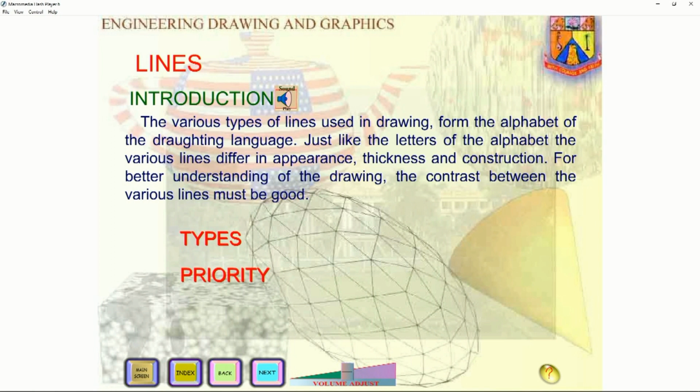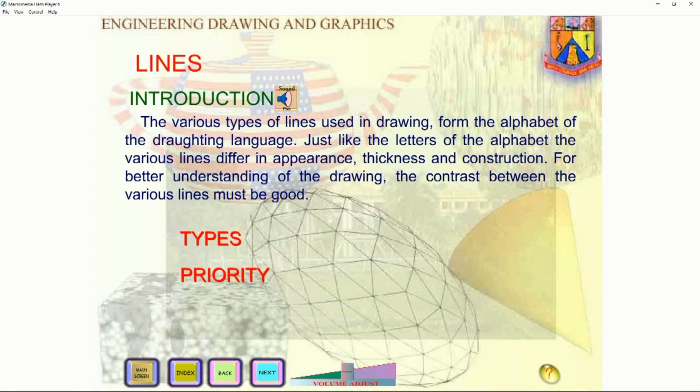Which line should be shown? If you have an object, that object has visible edges, and parallel to them behind there are invisible edges, and in between these two there is an axis line, and the construction lines also come in. But which line you have to show here, that is the priority. If it is visible, that is the priority. Next invisible edges, then axis, then construction line, because construction lines only bring our ideas and thoughts in the form of some shapes.